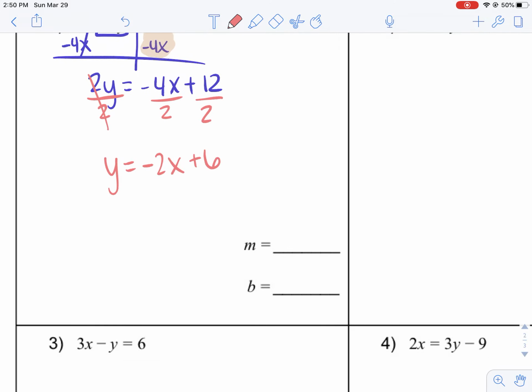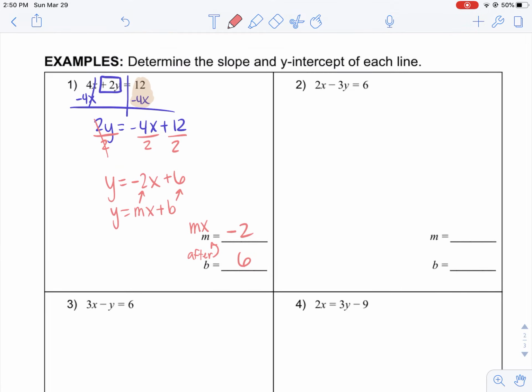Now this down here, the m and the b, this is just to remind you, they are set up in y equals mx plus b form. So m is negative 2 and b is 6. M is always with x and then b is always after this part. Okay, so with these problems, we're simply solving for y and then identifying your m and your b. And if you've solved for y, you should be good.